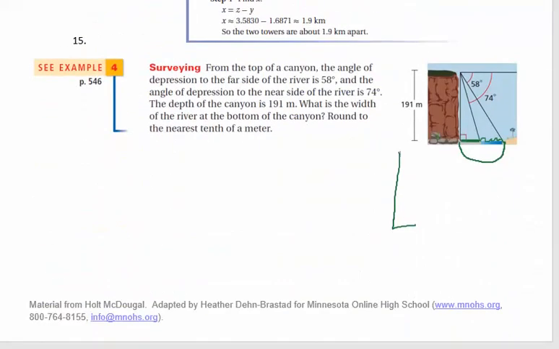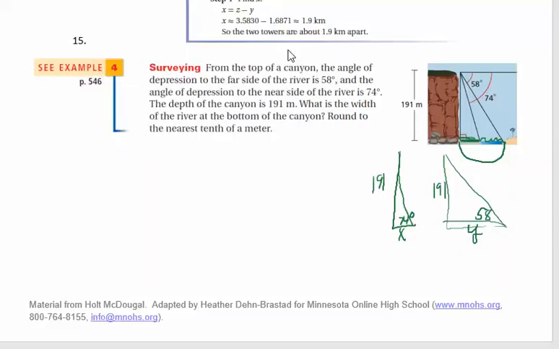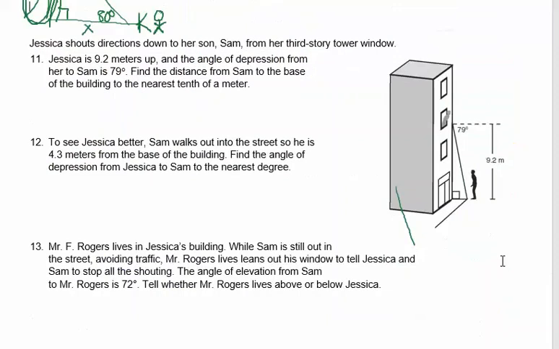You've got the skinny right triangle, which is 191, and this angle here would be 74. And you can use that to find this amount, this width from here to here. And then the other right triangle with the wider angle is also 191. And the angle in here is 58. So you can use that to find like y. And then you can take the y minus the x to find what the width of just the river is. So that's how you'll do that problem.